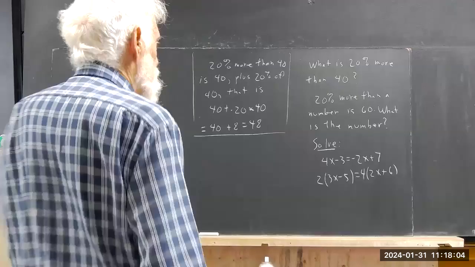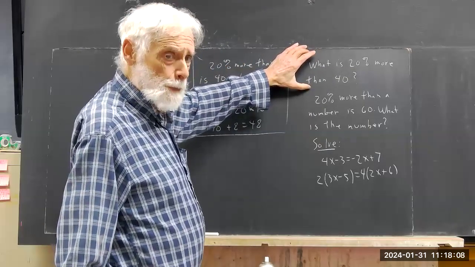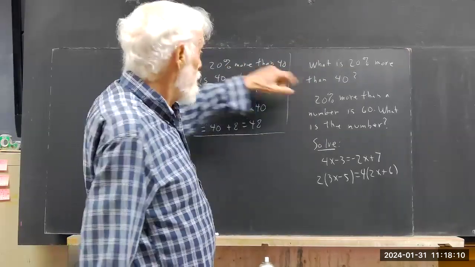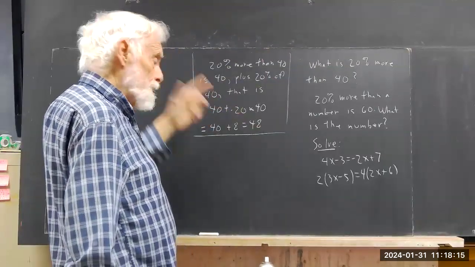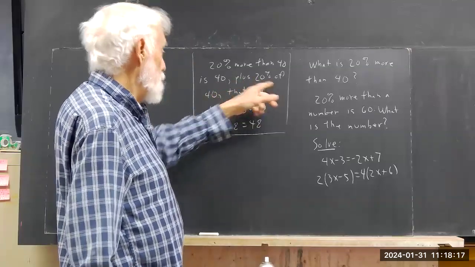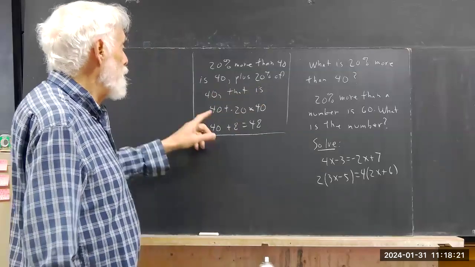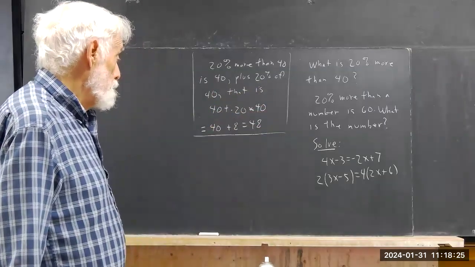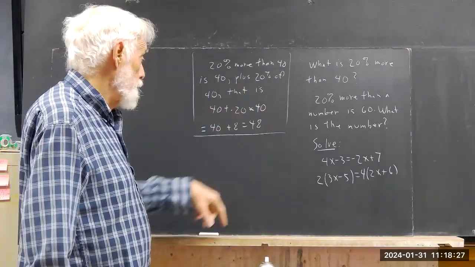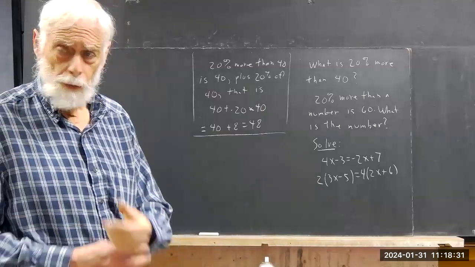Okay, so we have these quiz problems, 20% more than 40. Now, everybody got that rather quickly, but we write this out. We say 20% more than 40 is what? It's 40 plus 20% of 40. So that means it's 40 plus 0.20 times 40. And then that's easy to calculate. And you get 40 plus 8, which is 48. Everybody got that rather quickly.